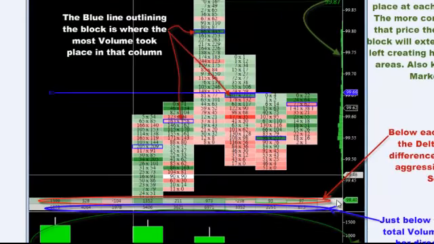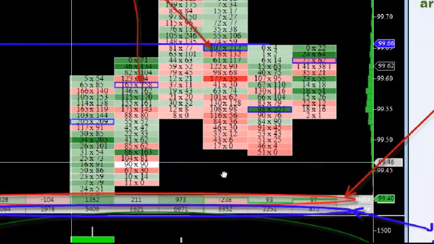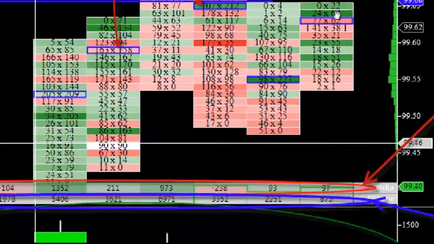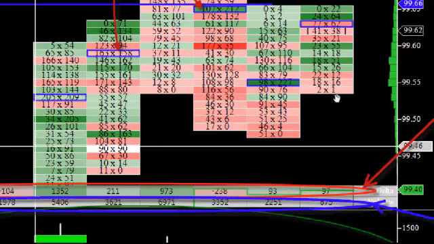These numbers right here, right below each bar. Let me make this bigger where I can see it. If I add up all the sellers in this bar and all the buyers in this bar, and then subtract one from the other, I'd get either a negative or a positive number. That's what this indicator does. It's the delta. It tells me that there were 97 more buyers than sellers in that bar right there.